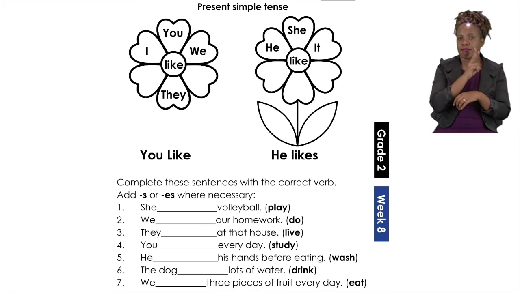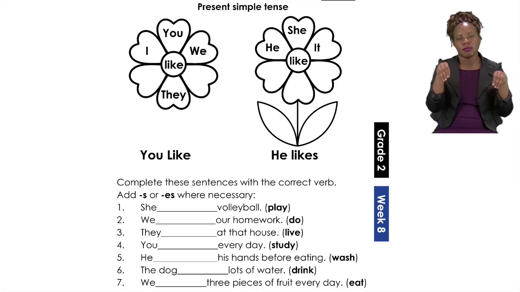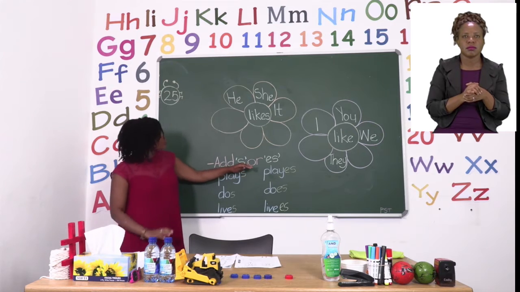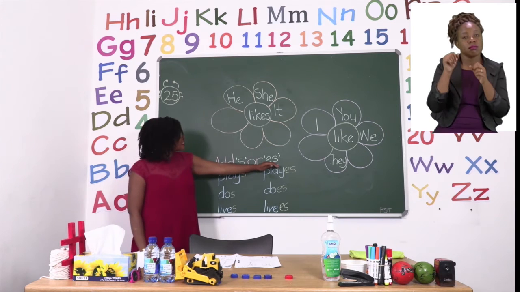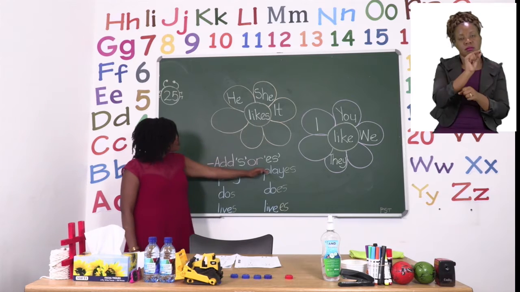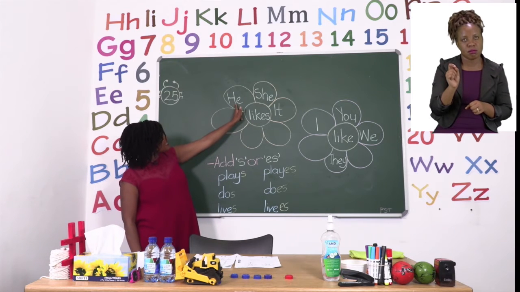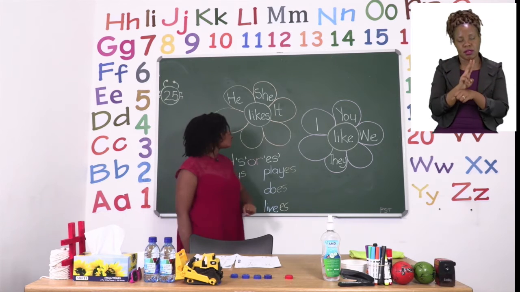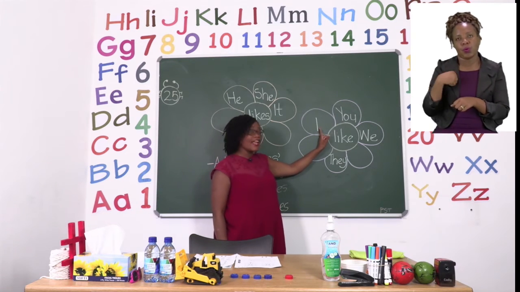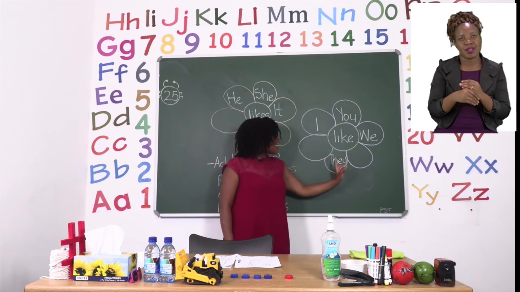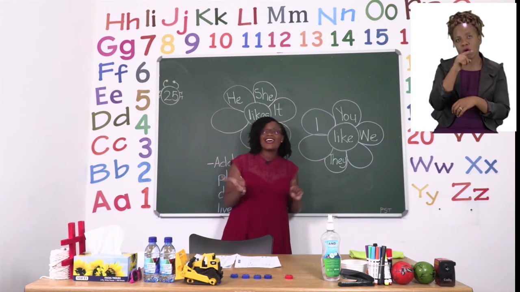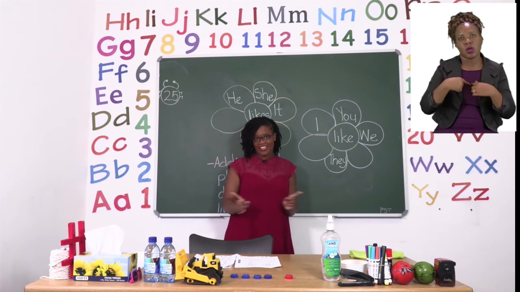The rest of them I want you to try and use by yourselves. Remember, when you are making your sentences, you can always check whether or not you're using an S or an ES if it is for this flower, the one that has he, she, or it. But if it is for any of these words, I, you, we, and they, the verb that you are going to see in the brackets does not change.